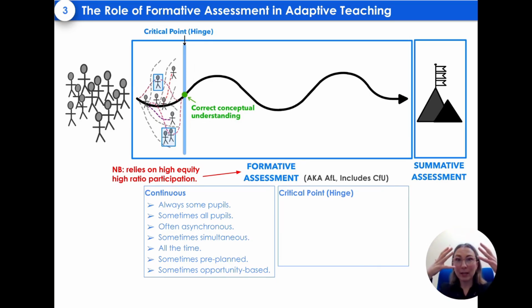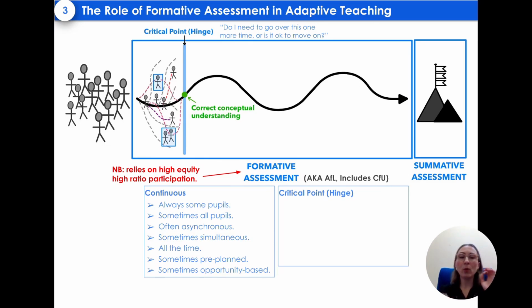But if we have that lens, if teachers have that at the front of their mind, high ratio, high equity, then we're going to be doing these techniques more and more and more, and eliciting more and more evidence more of the time about what's going on in the minds of our pupils and what meaning they're making. So that's continuous formative assessment. But then sometimes, as I said, we have these critical points where we ask ourselves, do I need to go over this again, or can I move on?